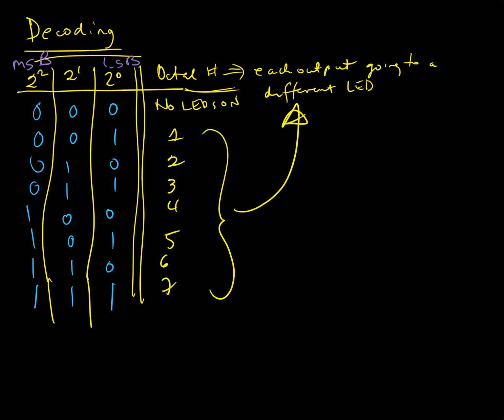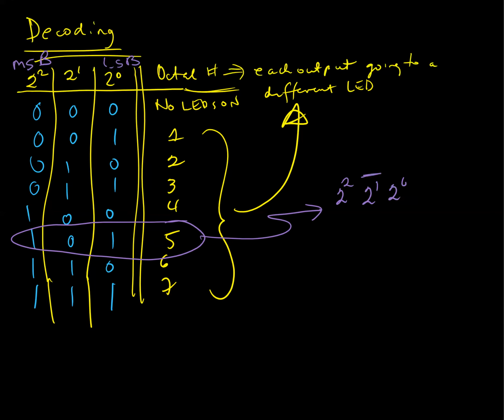And if we think of our usual sum of products way of generating an equation for these, let's look at the example here with the octal number 5. I have 2 to the 2 being 1. I have 2 to the 1 being 0, so I'm going to invert it. And I have 2 to the 0. So that would be the combination that's going to make LED 5 go on.